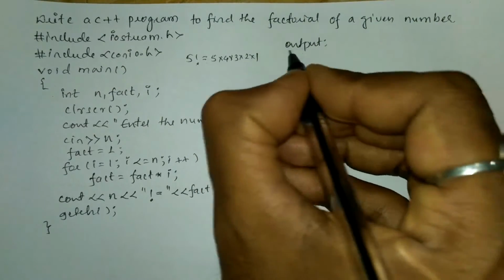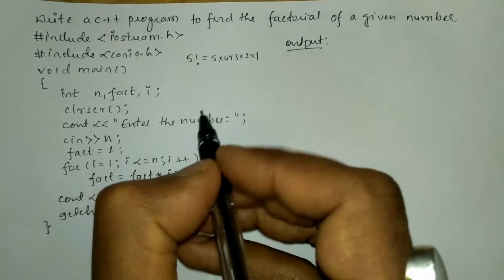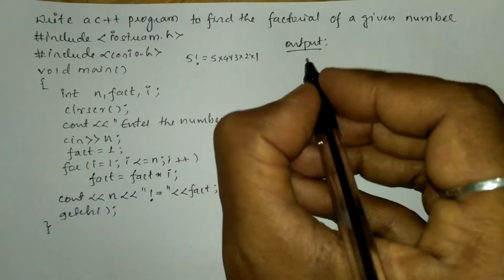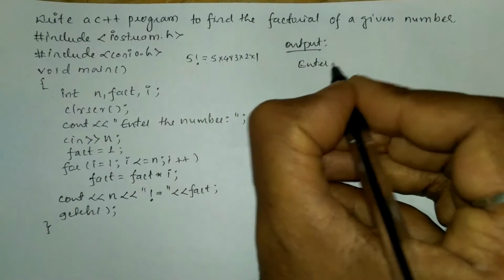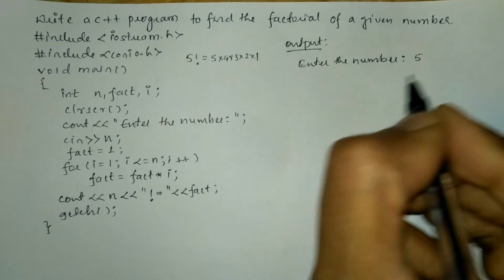Here I'm going to write output. Take the same example, 5 factorial only. So once we compile and run this program, it will ask the user to enter the number. So it is going to print enter the number. So for example, I'm going to enter 5.